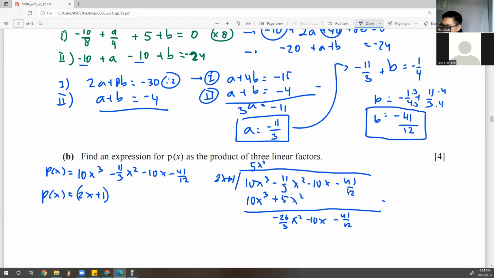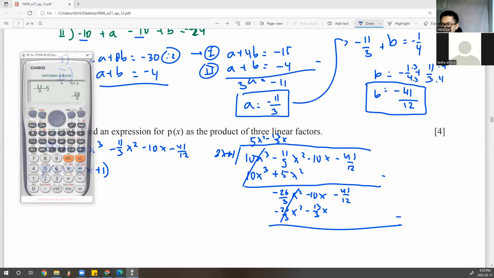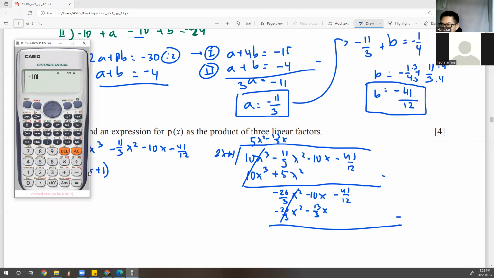41 over 12. If you do this part, you know it, right? You ever did this topic? Pedro? Just want to make sure. Yeah, we have. Minus 13 over 3x, right? So it will become negative 26 over 3x squared minus 13 over 3x. You subtract also. You can cross this out. Sorry, I forgot to cross it. Negative 10 minus 13 over 3. Plus, yeah, plus, sorry. Minus negative 13 over 3. Yeah, there you go.